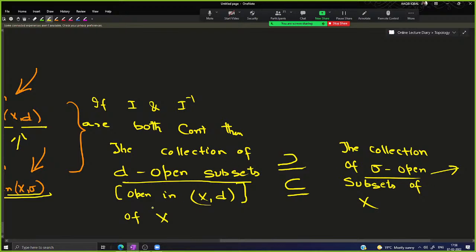So यहाँ ये हो रहा है, this collection is contained in this and this collection is contained in this. So the two collections actually must be equal. तो I और I inverse अगर ये दोनों continuous है, इसका मतलब असल में फिर ये होता है. Collection of D open subsets will be same as the collection of sigma open subsets.